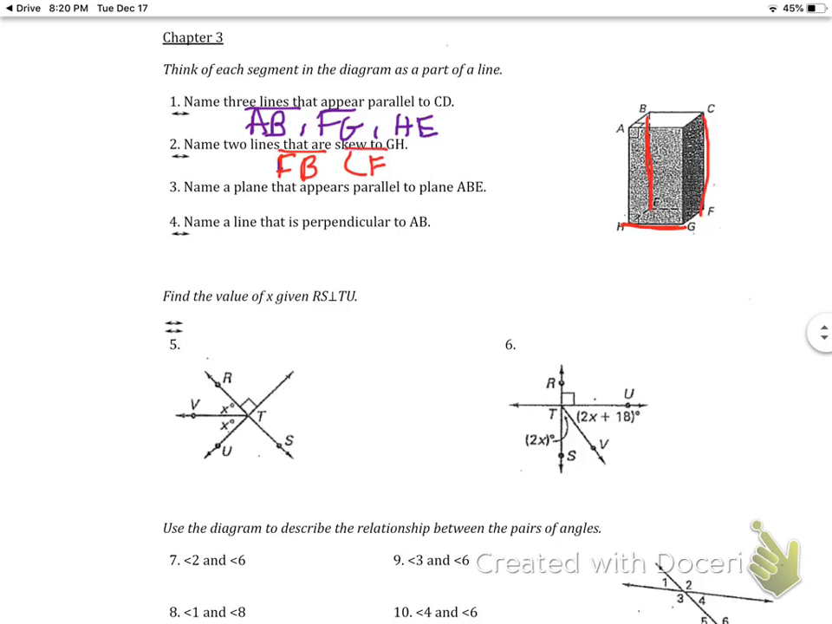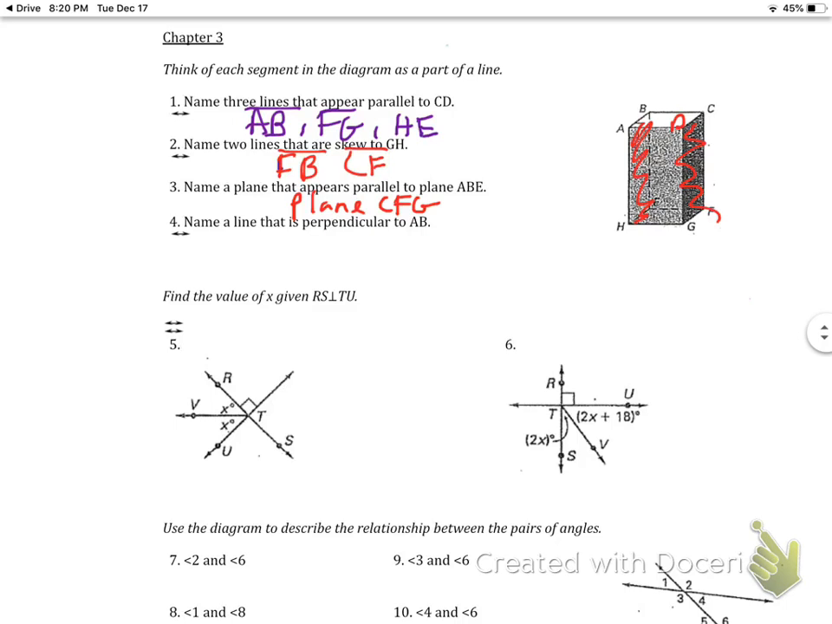So name a plane that appears to be parallel to the plane ABE. Okay, so let me erase this again. Parallel to ABE. So we see that would be like our left-hand side of our classroom. So a plane that would be parallel to it would be like the right-hand side of our classroom, which we'd name just any 3 letters there, in combination. I'm just going to do CFG. Again, remember there's a D up here at the top.